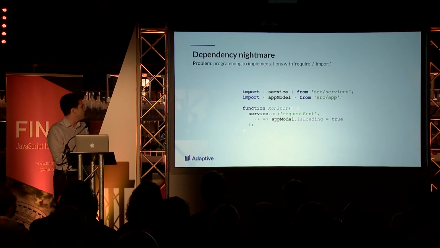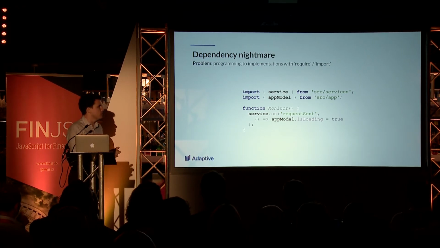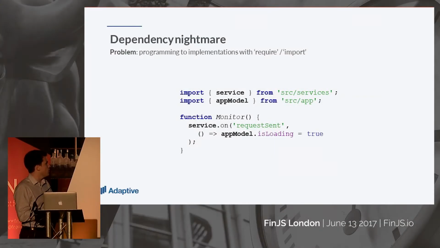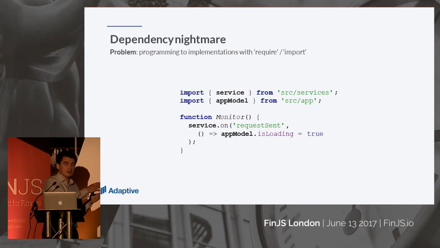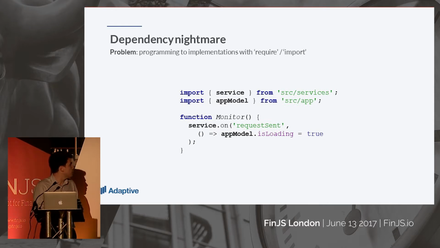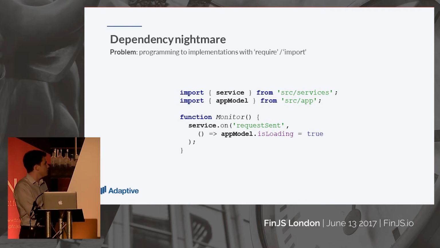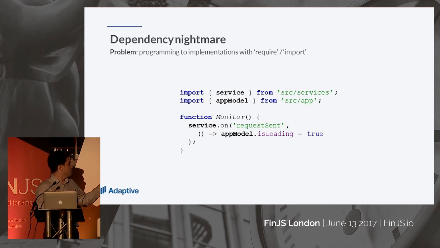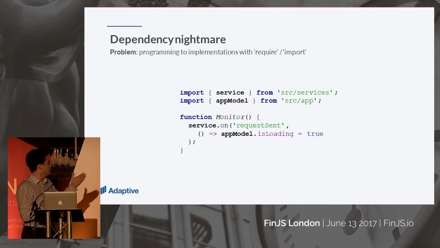Let's imagine we have an application service that connects to the server side. We have a model that holds application state. What we want to do is monitor the state of the service and record it in the state of your application. If you follow the separation of concerns principle, you would write a third component, let's call it monitor, that listens for events in the service and records them to the application model. So very easy, and naturally, straightforward, you would write it with AMD or ES6 module imports.